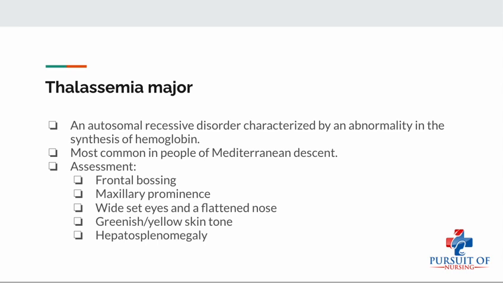Thalassemia major is an autosomal recessive disorder characterized by an abnormality in the synthesis of hemoglobin. It is most common in people of Mediterranean descent. So treatment is supportive. The goal is to maintain normal hemoglobin levels through the administration of blood transfusions. So this patient will present with what is known as frontal bossing, or an unusually prominent forehead. They'll have maxillary prominence, very wide set eyes, and a flattened nose. They may have greenish to yellow skin tone, in addition to hepatosplenomegaly. They will suffer with severe anemia, and then they will have microcytic and hypochromic red blood cells.